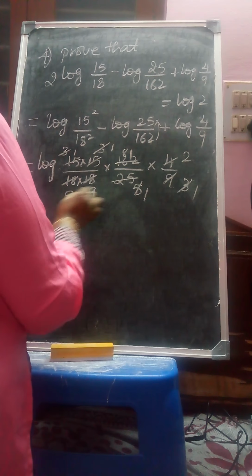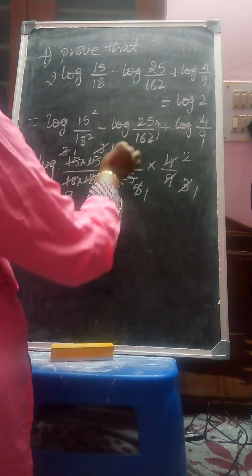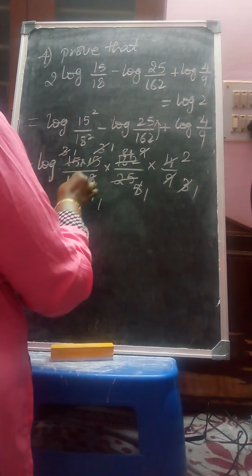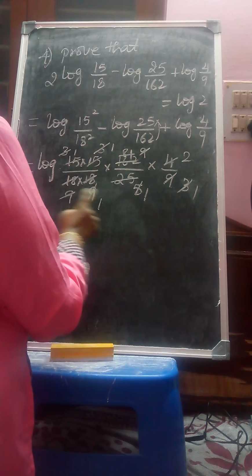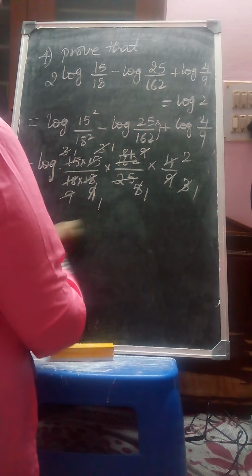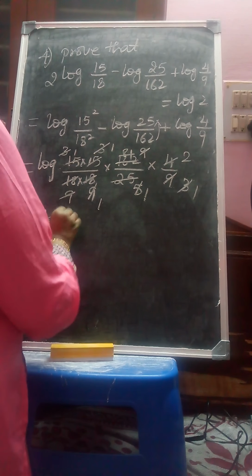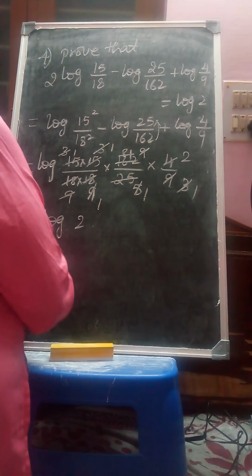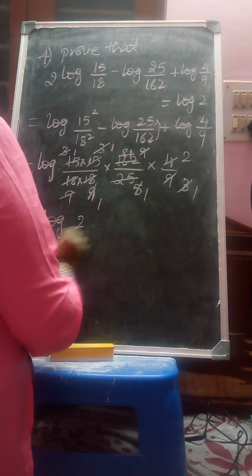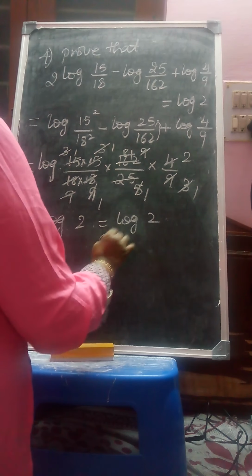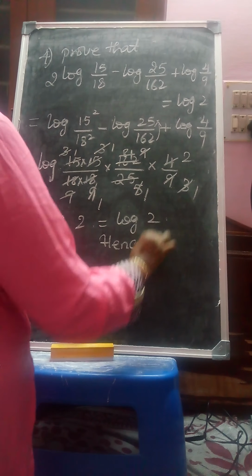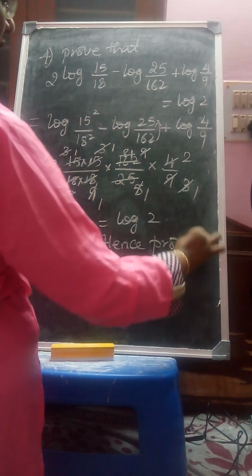You know that 9 nines are 81. 9 ones are 9. 9 times 9 and 9 gets cancelled. Now I am left with what? Everything got cancelled here. I am left with only 2. So this answer will be log 2. So here what is happening? Our LHS is equal to RHS. Hence proved.